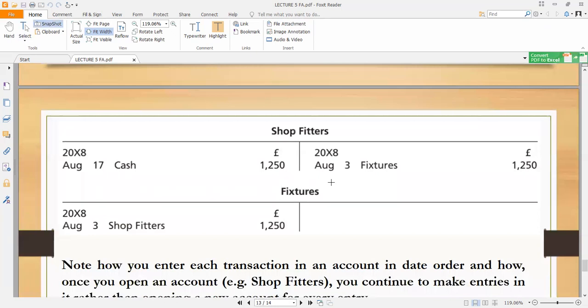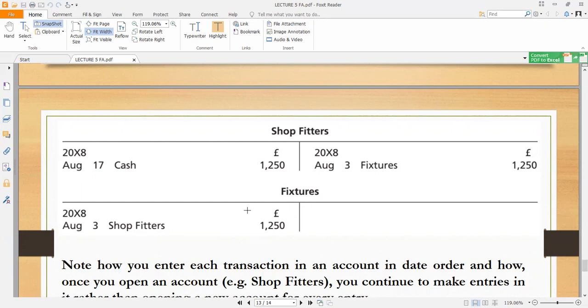Now, I want you to be able to refer back to what we did in lecture 3. In lecture 3, we had looked at the balance, how we were making liabilities. So I want you to refer back to that in case you've got challenges understanding this. Okay, so fixtures and fittings. We've got shop fitters, which is 1,250.